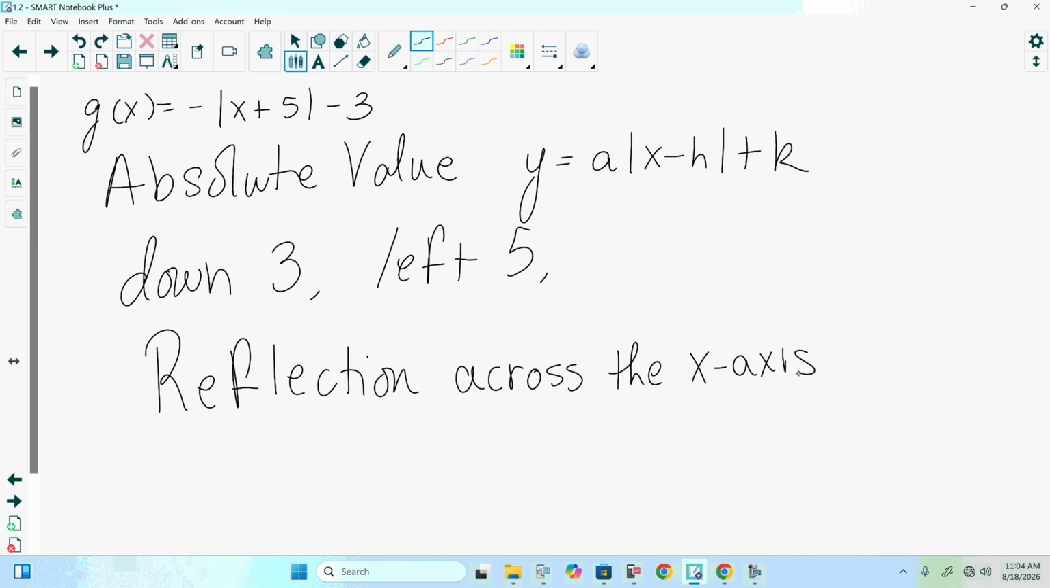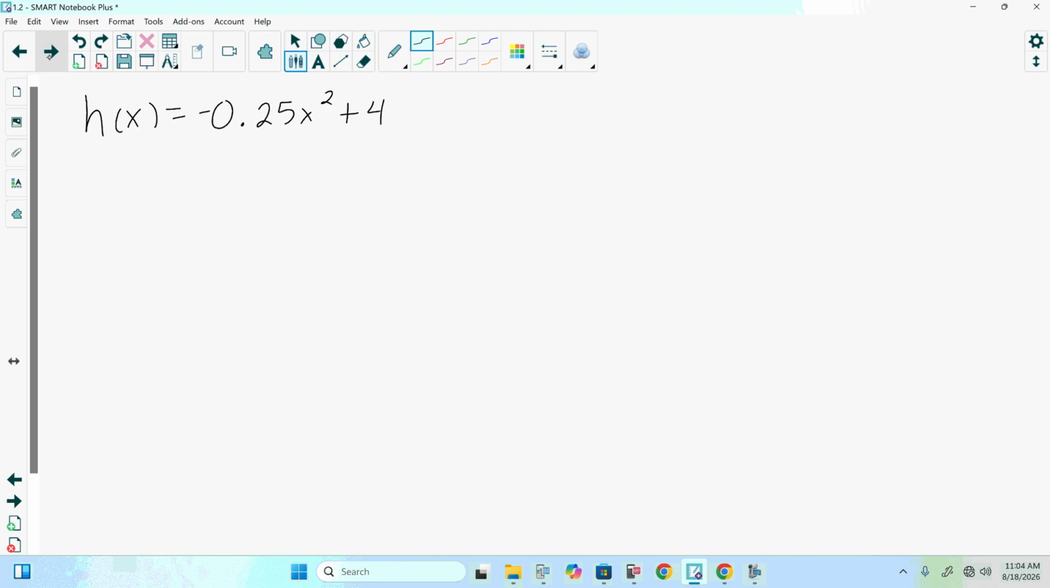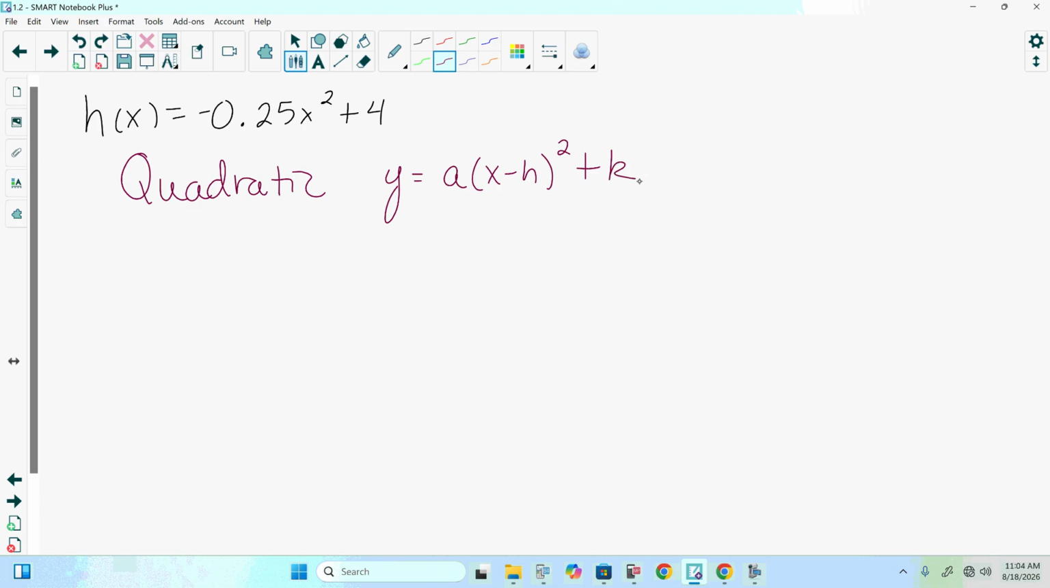It might be nice to actually see where we have a stretch or shrink and a reflection at the same time. H of x equals negative 0.25x squared plus 4. Parent: quadratics. Do we have a movement up or down? Up, because we have plus 4. Plus 4 tells us we're moving the graph up 4.